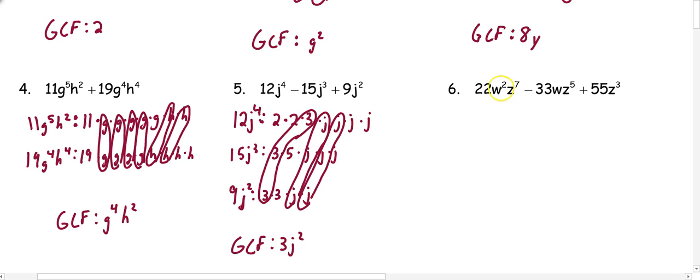Number 6, we have 22w squared z to the 7th. Two numbers that multiply to 22 are 11 and 2. Then we have 2 w's and 7 z's.